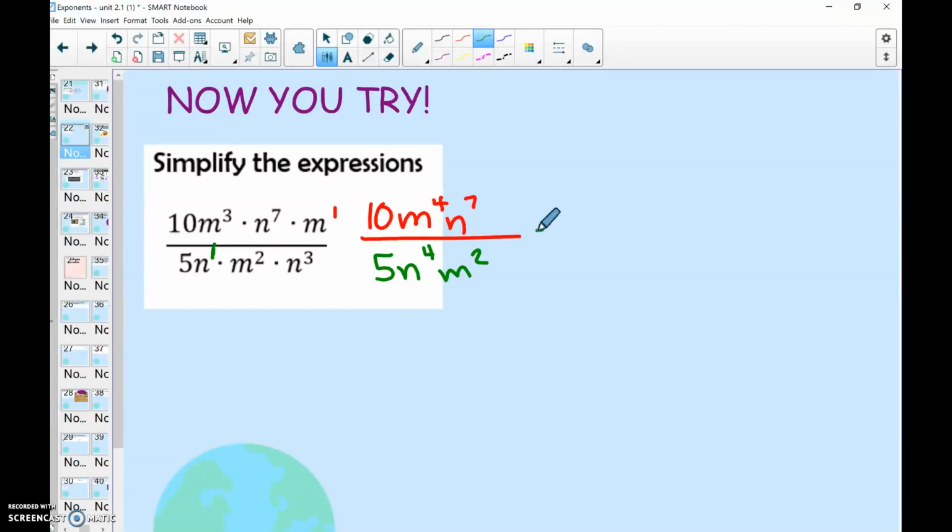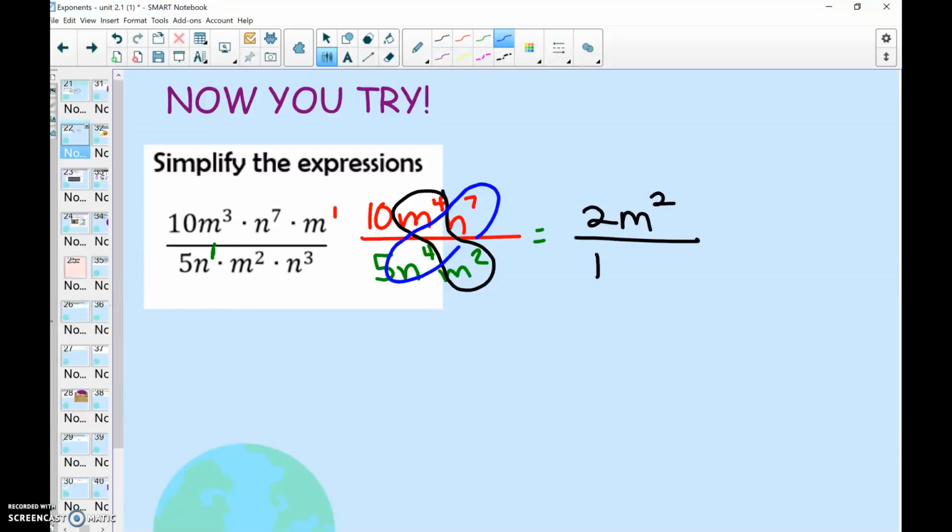And then I've got this m squared here. Simplify it out, 10 and 5 can both be divided by 5. 10 divided by 5 is 2. 5 divided by 5 is 1. I'm going to keep the 1 there for now. Might be able to eliminate it later. Then I've got m to the 4th divided by m squared. When I subtract, that leaves me with m squared on the top. I've also got n to the 7th and n to the 4th. Again, bigger number is on top, so n to the 3rd is my remainder. I don't really need the 1 on the bottom, so I can get rid of it. And then there's my final answer.